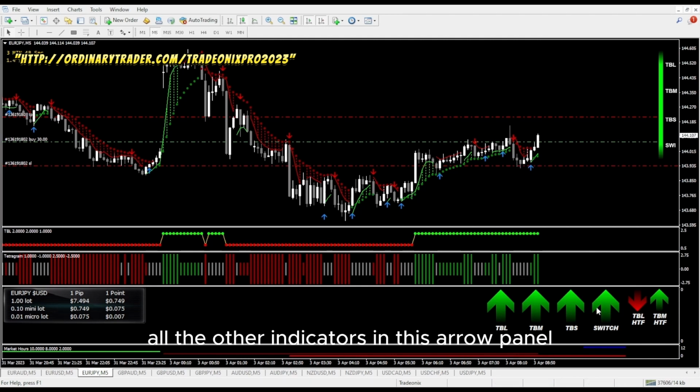All of the other indicators in this arrow panel, they're all green. These big arrows are green. The tetragram is a big green bar, and we then got into the trade. So we've got that signal. The price is moving really nicely right now. But again, I will let this trade play out. And when we do win this trade, I will be back.